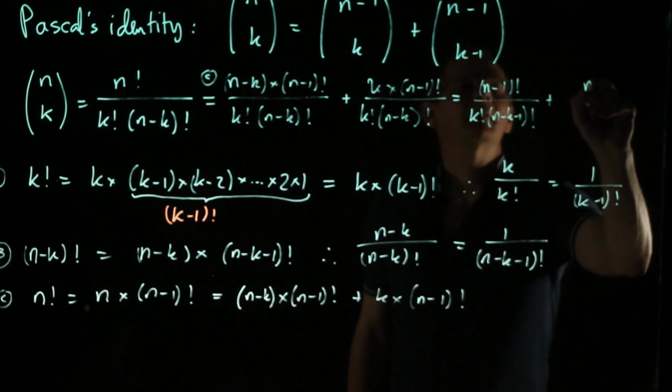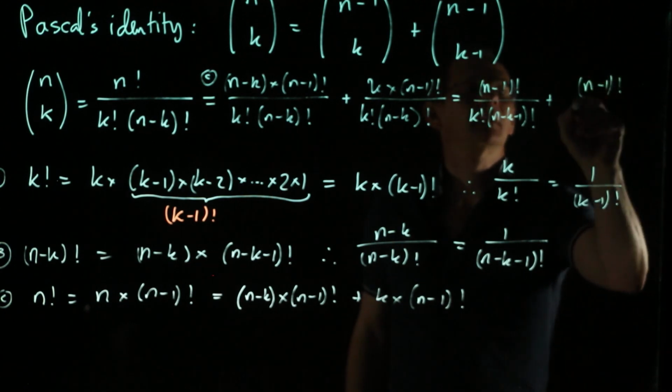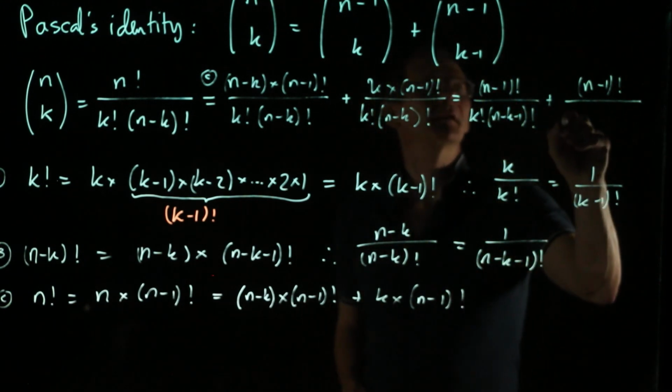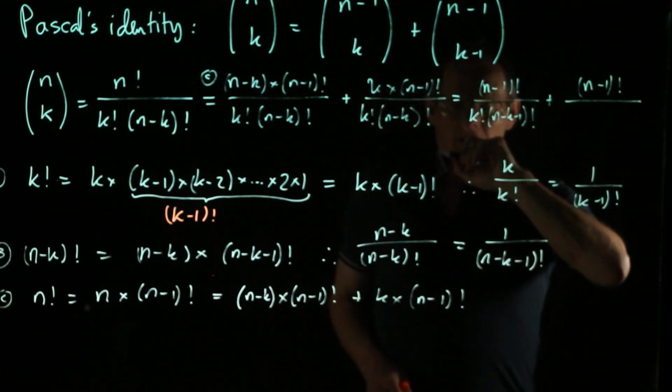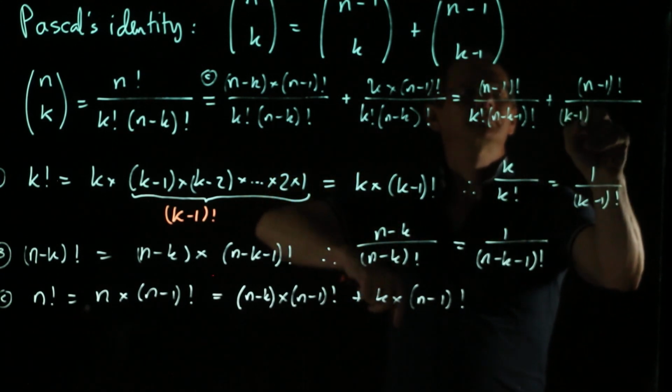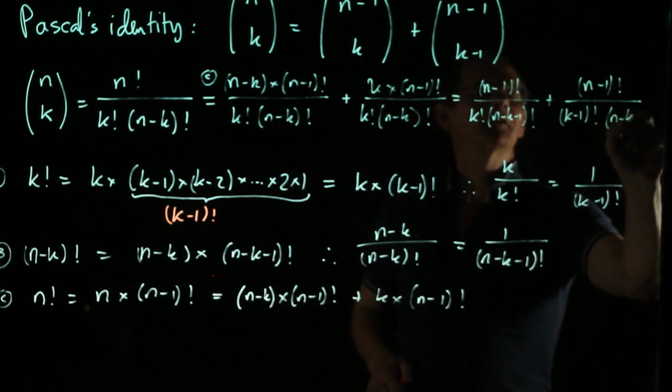So then we get an n minus 1 factorial here over this. Now we're cancelling here, so this becomes k minus 1 factorial and n minus k factorial.